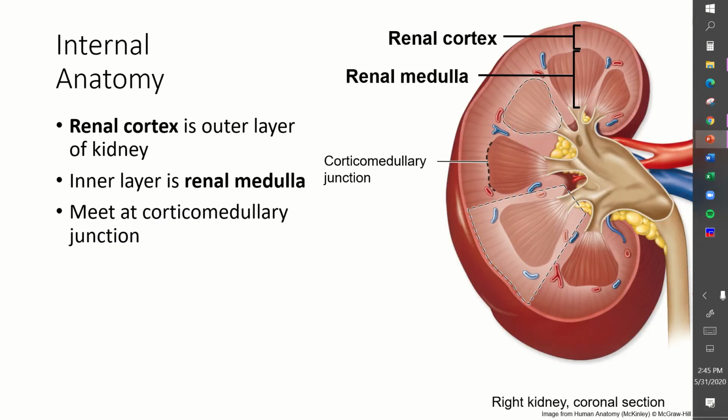Next up, we are going to talk about the internal gross anatomy of the kidneys themselves. So we talked about what they look like from the outside and where they are in the body. Now let's look at what they look like on the inside.